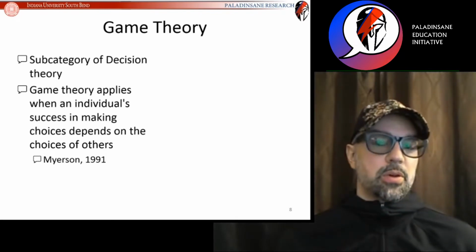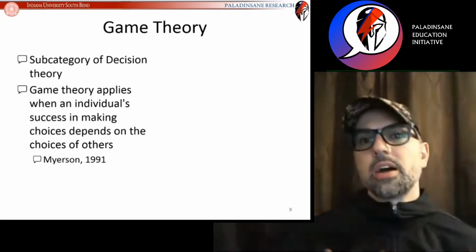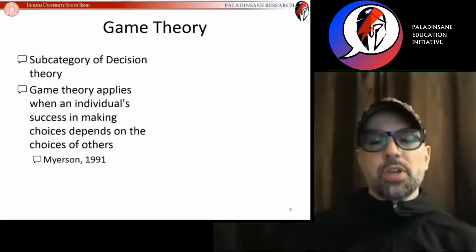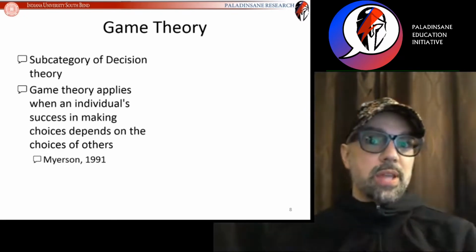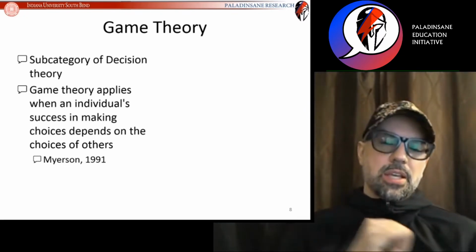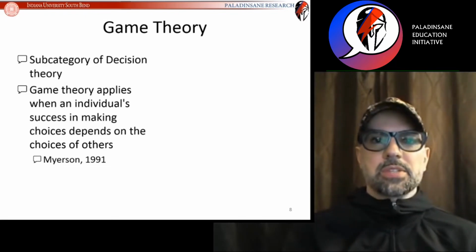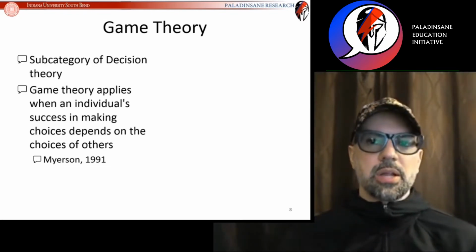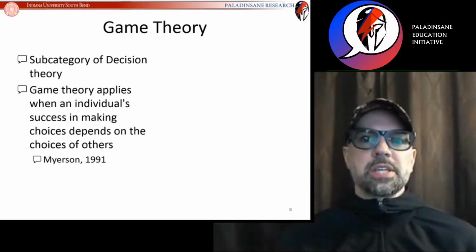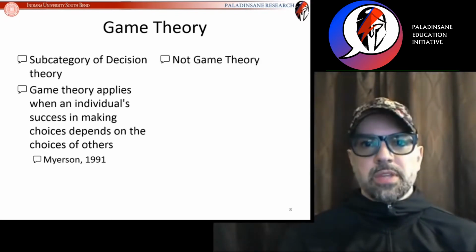So when you think of a typical game, that's part of the game play. If you're playing against an opponent, what you do is important, but also what they decide to do is also important. So that's the key characteristic of games, and that's where we get into the decision theory part that is known as game theory.